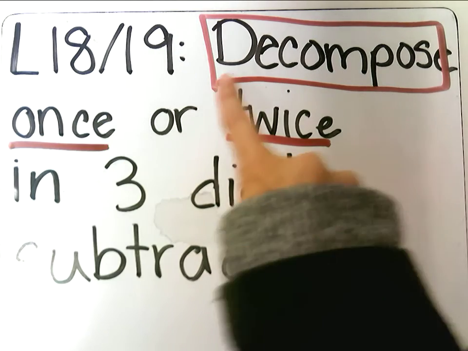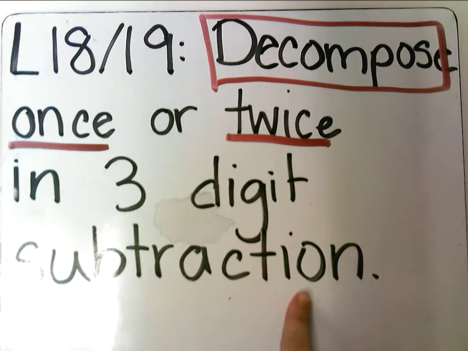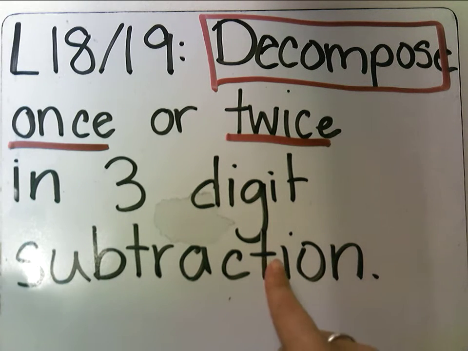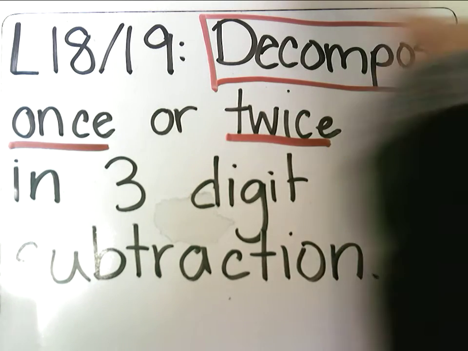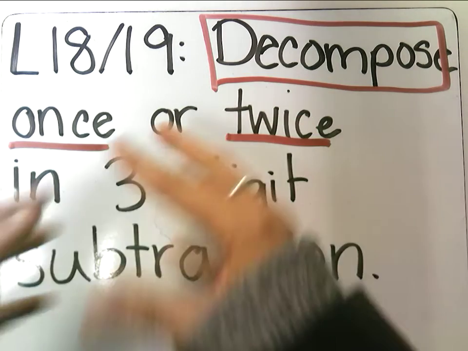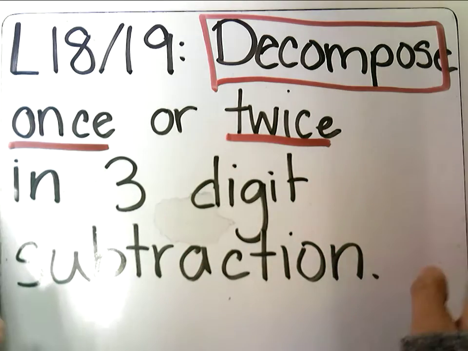Today we are going to decompose once or twice in three-digit subtraction. Earlier this week we had been working on three-digit by three-digit addition, but today you're going to do three-digit subtraction and you're going to decompose once or twice. All that really means is you're going to regroup on a place value chart once or twice today.